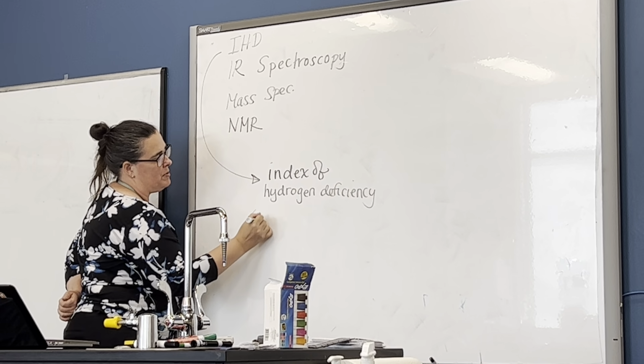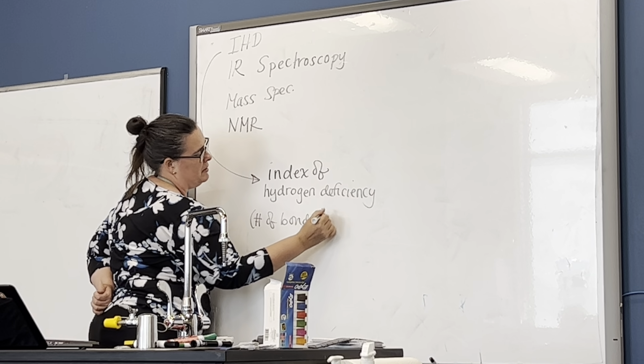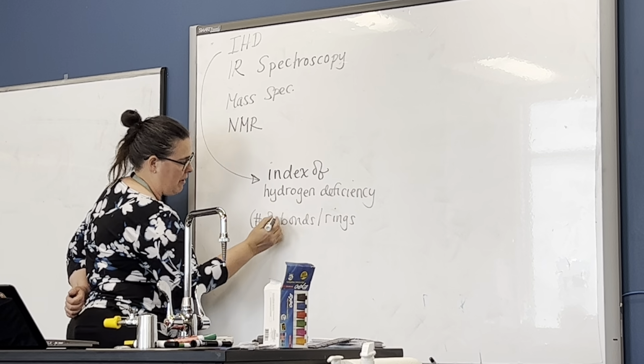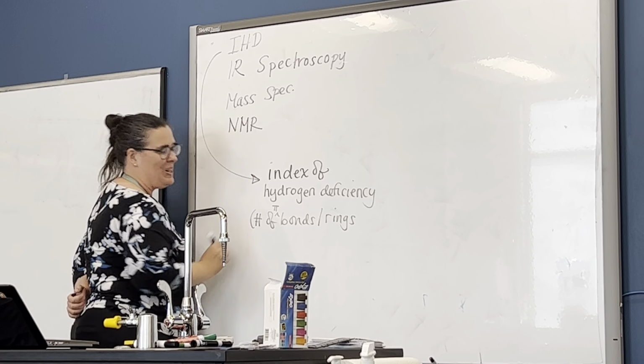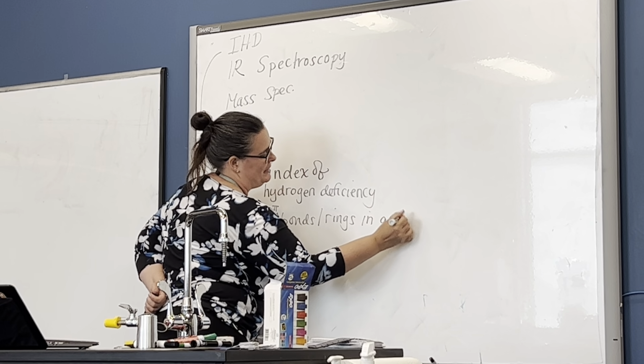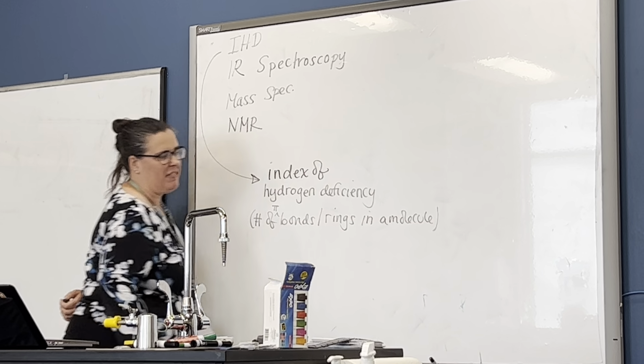What it's meant to do is count the number of pi bonds and rings in a molecule. So you might think of this as a degree of saturation: how many more H2 molecules could I add to this molecule to completely surround every carbon with 4 bonds?